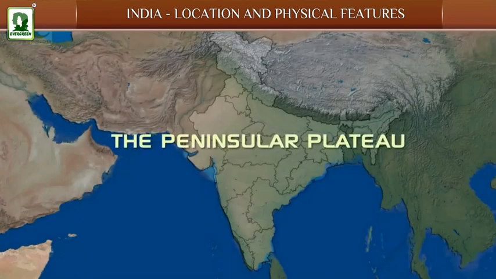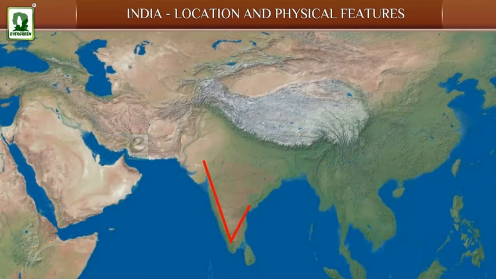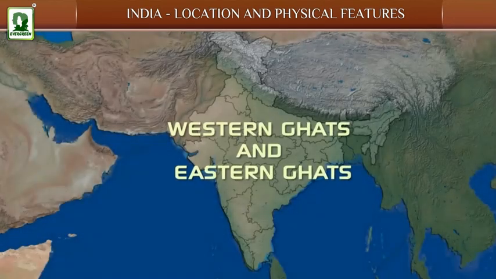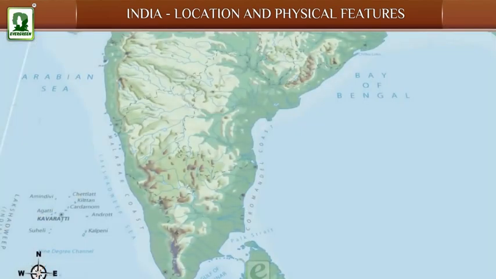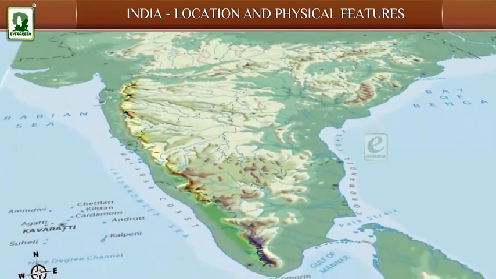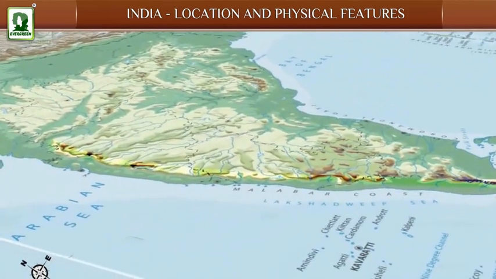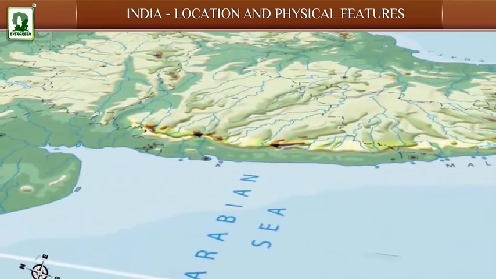The Peninsular Plateau. The Peninsular Plateau is triangular in shape and covers most of central and southern India. Western Ghats and Eastern Ghats. Western Ghats running parallel to the west coast of India form a continuous chain of hills. The Western Ghats are known as Sahyadri in the north and the Nilgiri, the Annamalai and the Cardamom Hills in the south.